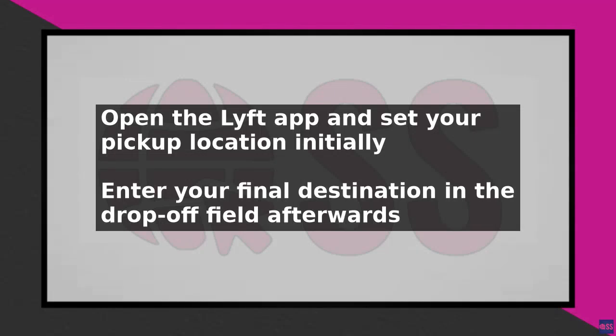To add multiple stops on Lyft, start by opening the Lyft app and setting your pickup location. Once you have set your pickup location, enter your final destination in the drop-off field. Next, tap the plus sign icon next to the drop-off field to access the Add Stop feature. This will allow you to add multiple stops to your route.